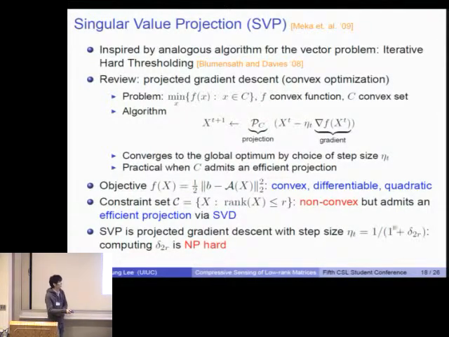Delta is the RIP constant, and one drawback of this algorithm is its performance guarantee. The step size should be given in this way, but computing the constant is another NP-hard problem. It's the drawback of this approach.